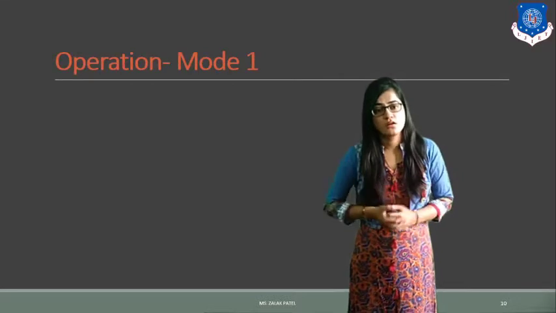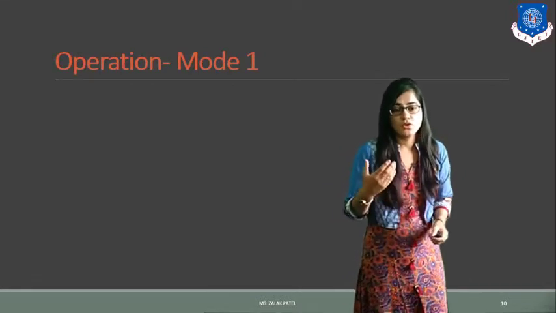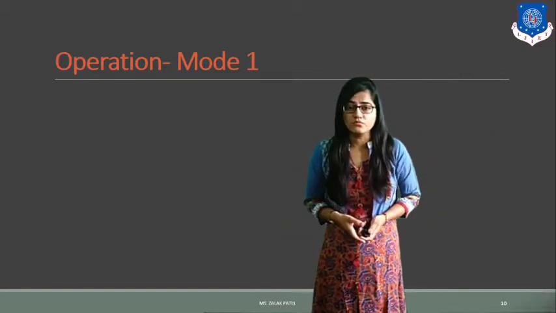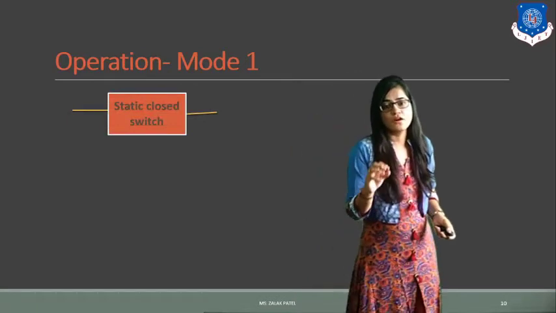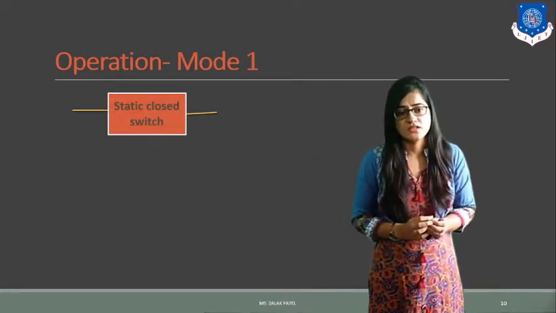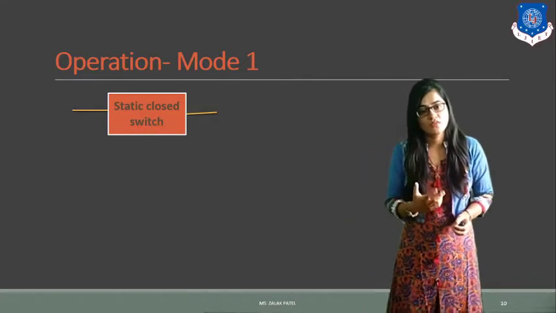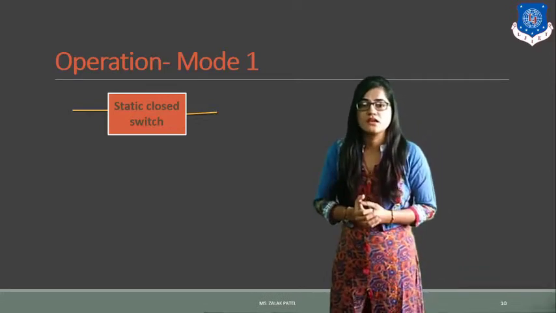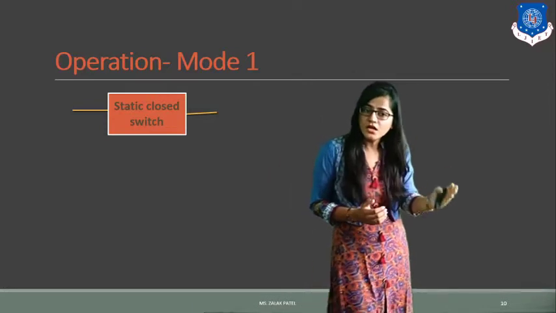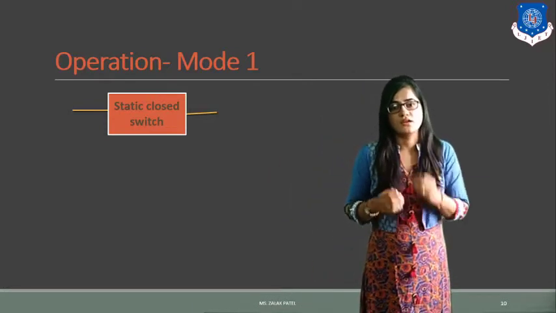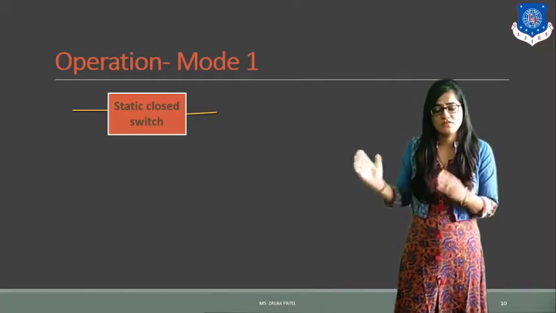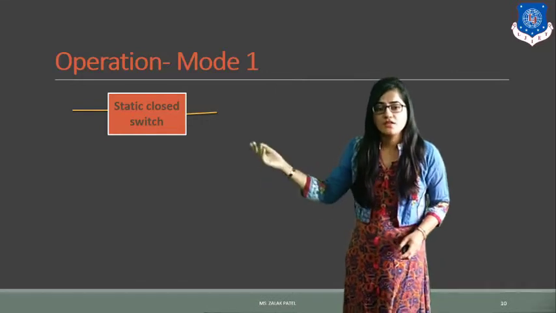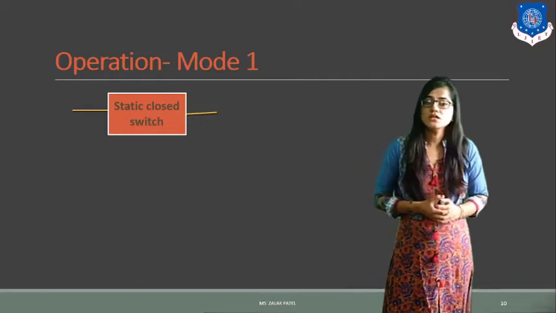So let's talk about the operation of the circuit. It can be operated in two different modes. First let's talk about mode 1. For the two modes, the static switch can be open or closed. If the static switch is closed, then it operates in mode 1, and if the static switch is open, then it operates in mode 2.